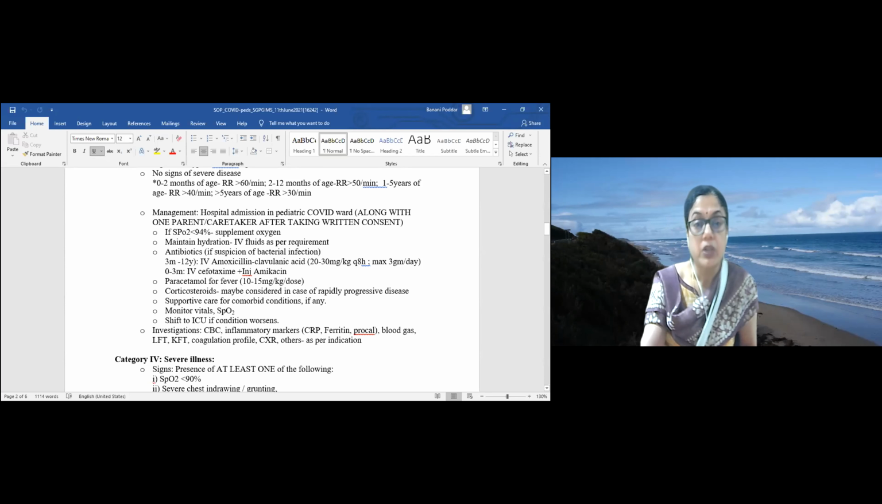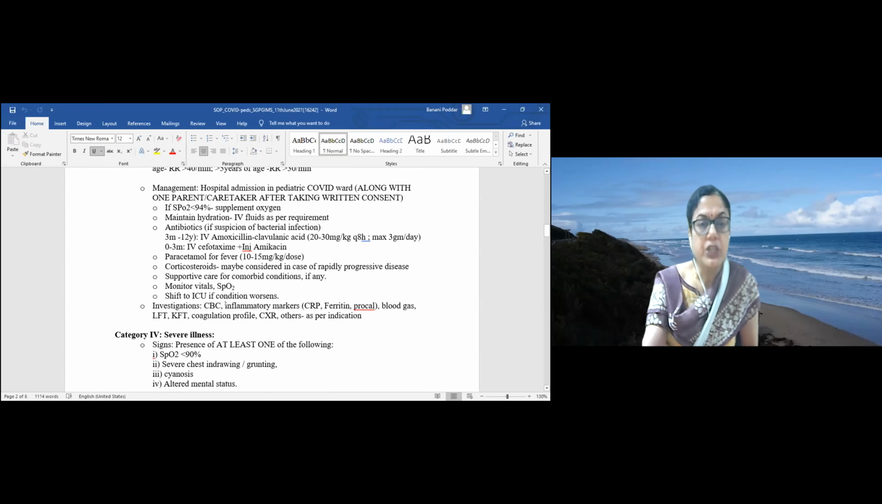Paracetamol for fever. Steroids are not to be given always, only in case of rapidly progressive disease. So at the onset, if there is a need for oxygen, but the patient does not deteriorate, there is no need to give steroids. Supportive care for any comorbid conditions and monitoring. Investigations here, we would do a full blood count. Inflammatory markers maybe once. Blood gas, depending on how the patient behaves. LFT, KFT, coagulation profile, and chest X-ray.